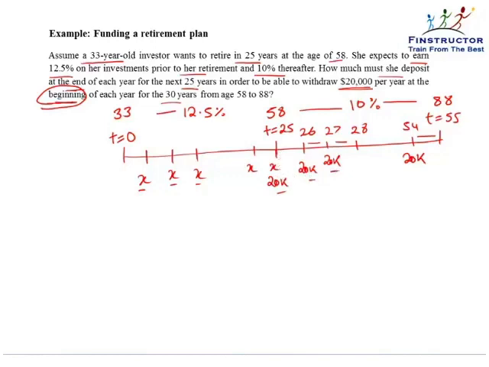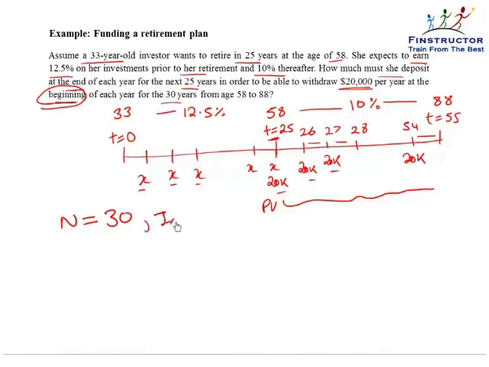So if we first calculate the present value of all these 20k cash flows at t equal to 25, then we would know what must be her savings at t equal to 25 such that she is able to fund this annuity, or she is able to make withdrawals of 20k every year for the next 30 years. So let's see, how much must she have at t equal to 25 so as to be able to live her retirement. So she's gonna withdraw payments for 30 years.